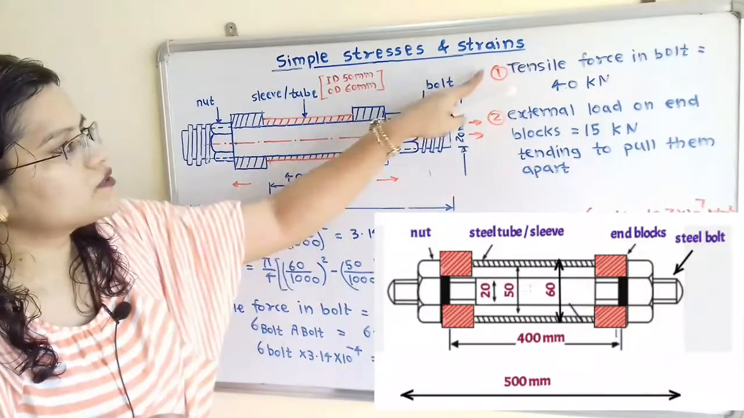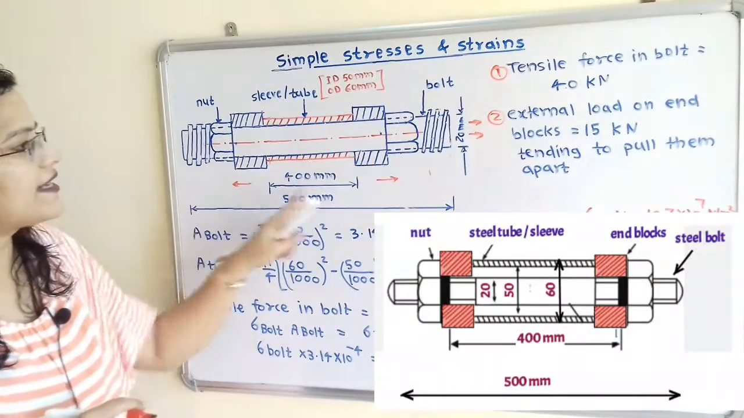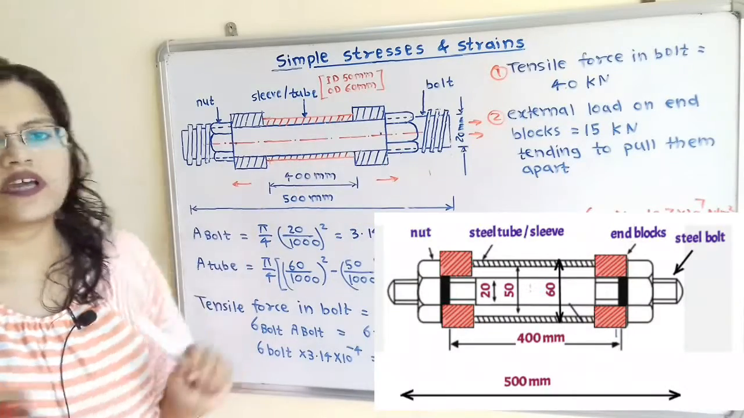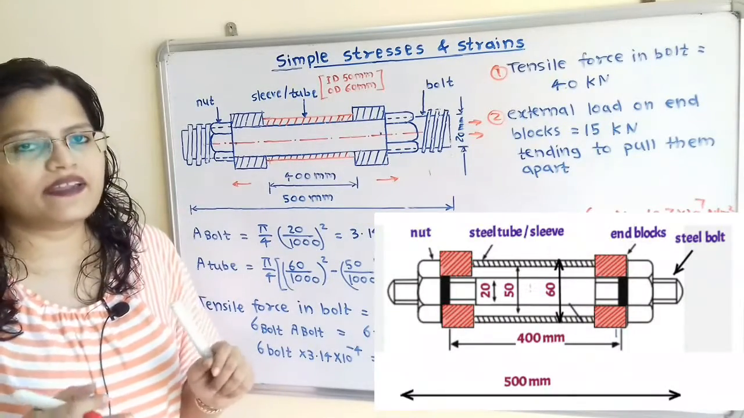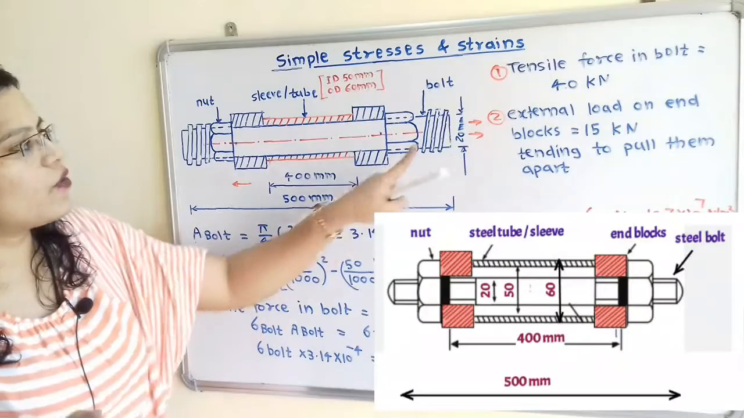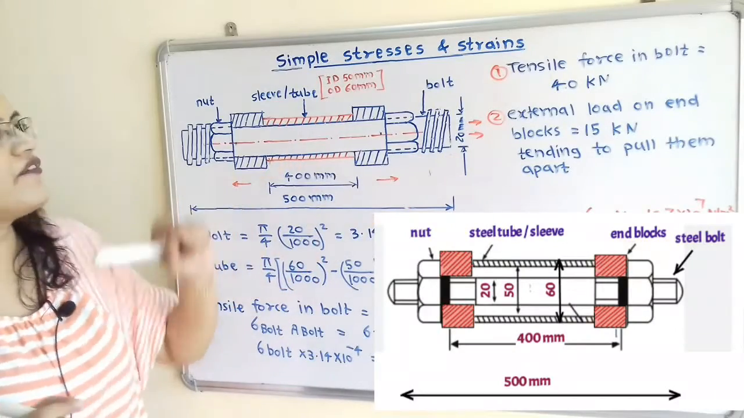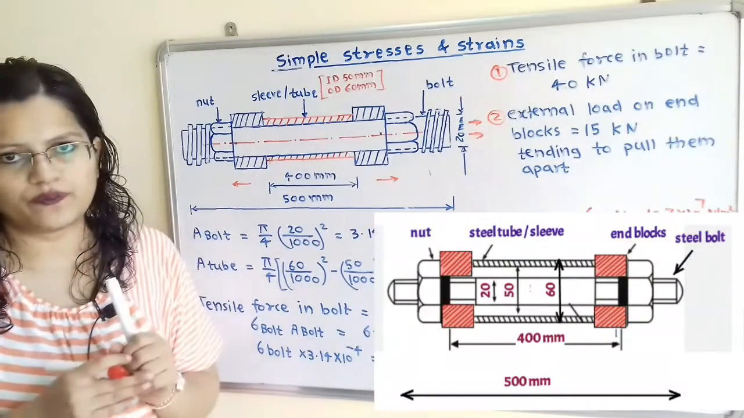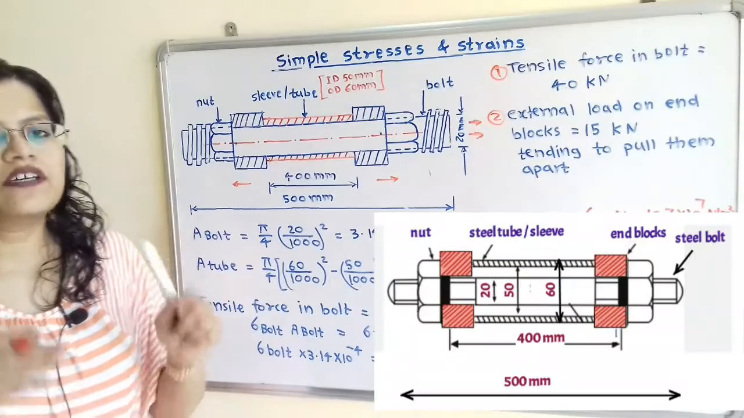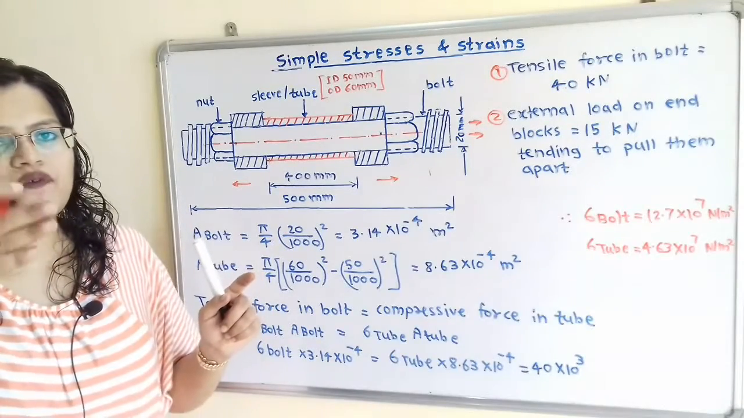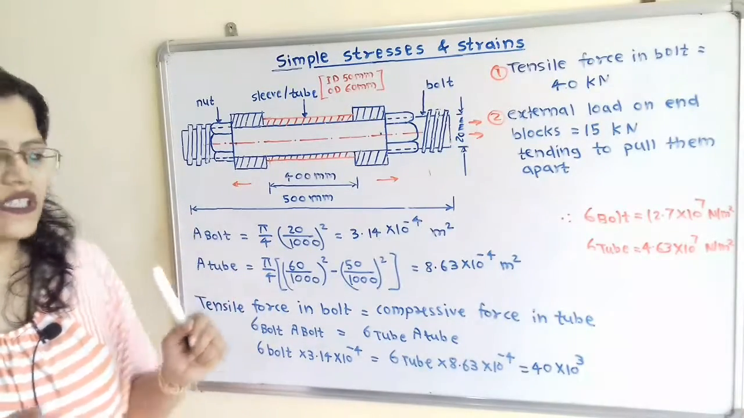Now, due to these two types of forces acting in this nut and bolt arrangement, we have to find out the resulting force in the bolt and resulting force in the sleeve or tube. Now we have the formula: stress sigma is equal to force divided by cross sectional area.